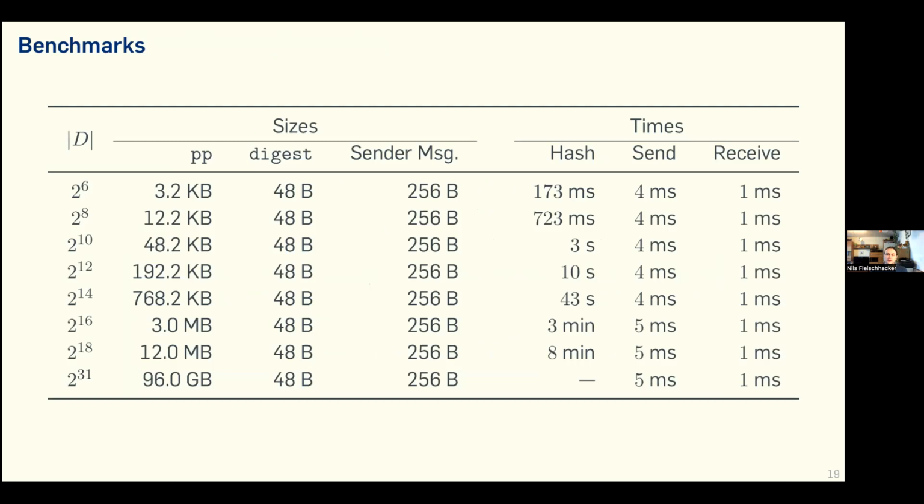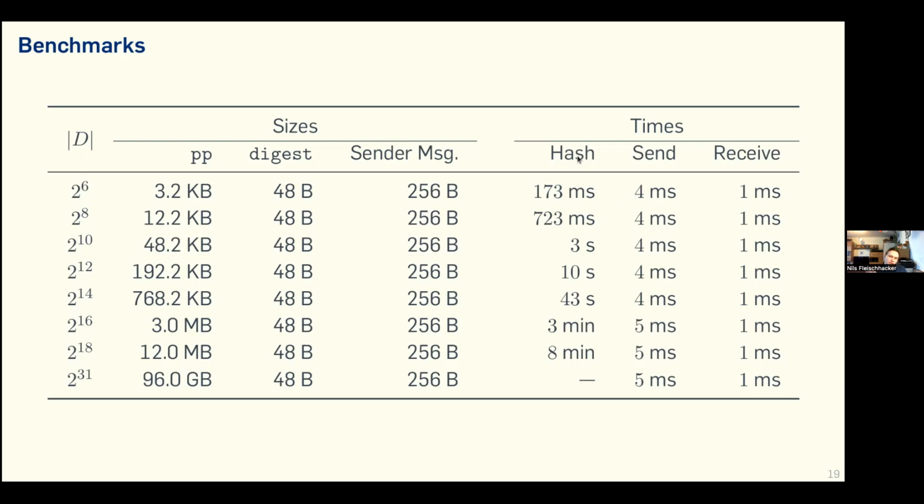Right, and it turns out that this is actually very efficient. If we look at the digest, this is essentially just the KZG commitment. So these are just 84 bytes, independent of how large our database is. The sender's message, which is basically two ciphertexts of our witness encryption scheme, is just 256 bytes, also independent of the size of the database. And so sending and receiving is in milliseconds, so this is very efficient.